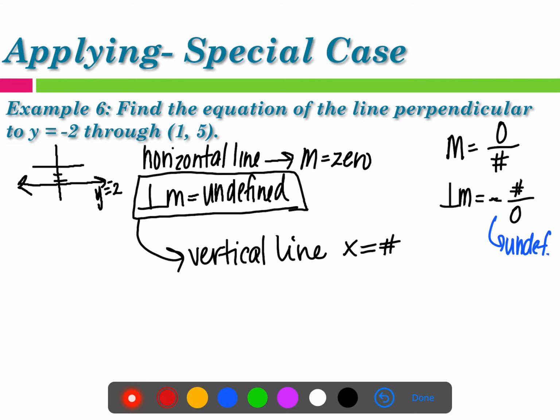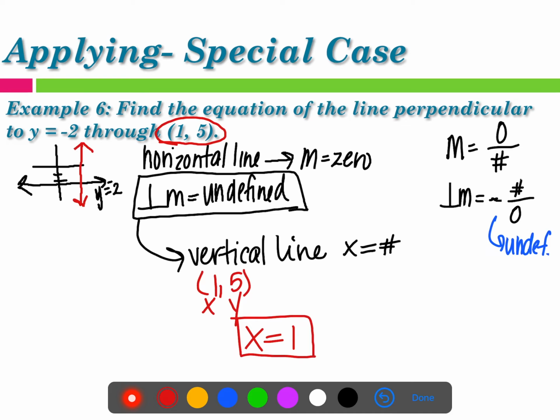You could also think, how would you be perpendicular? How could you form a right angle with a horizontal line? The only way to do that is with a vertical line. So what x value is this ordered pair telling me to go through? This line has to go through x equals 1 in order to be perpendicular to y equals negative 2. So those are all of the situations that you could encounter for parallel and perpendicular lines.